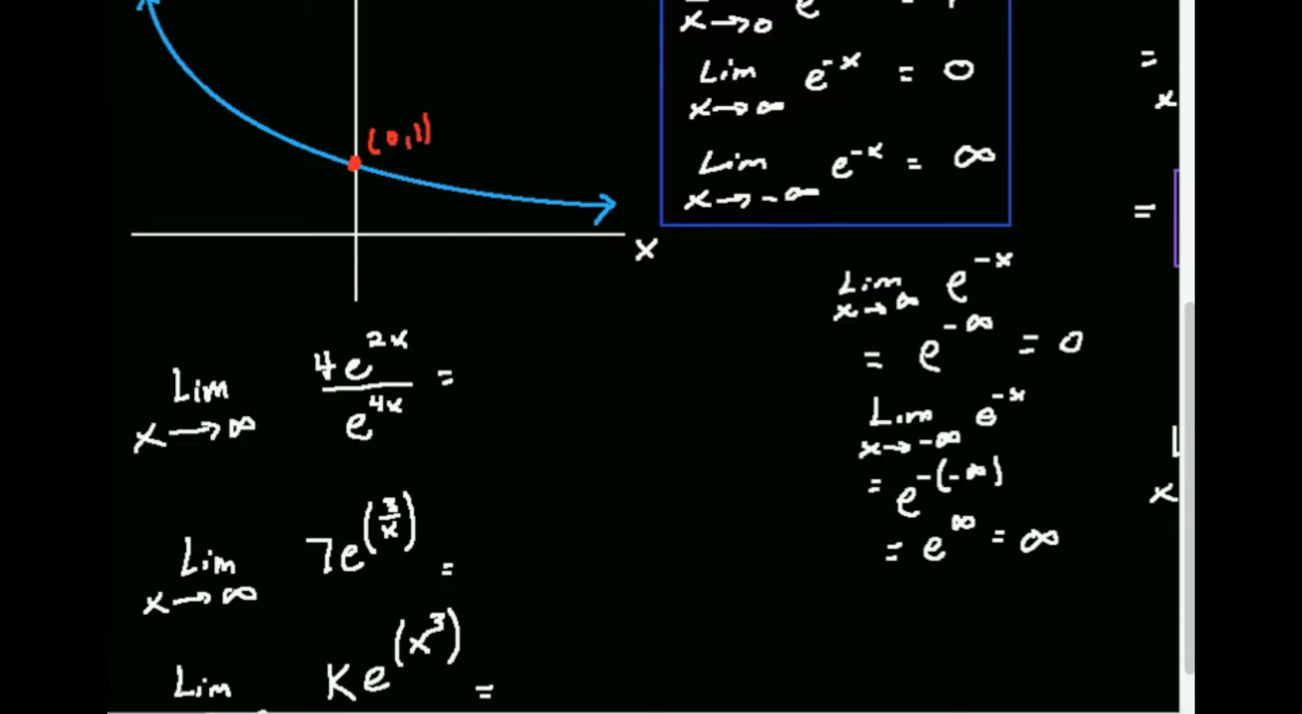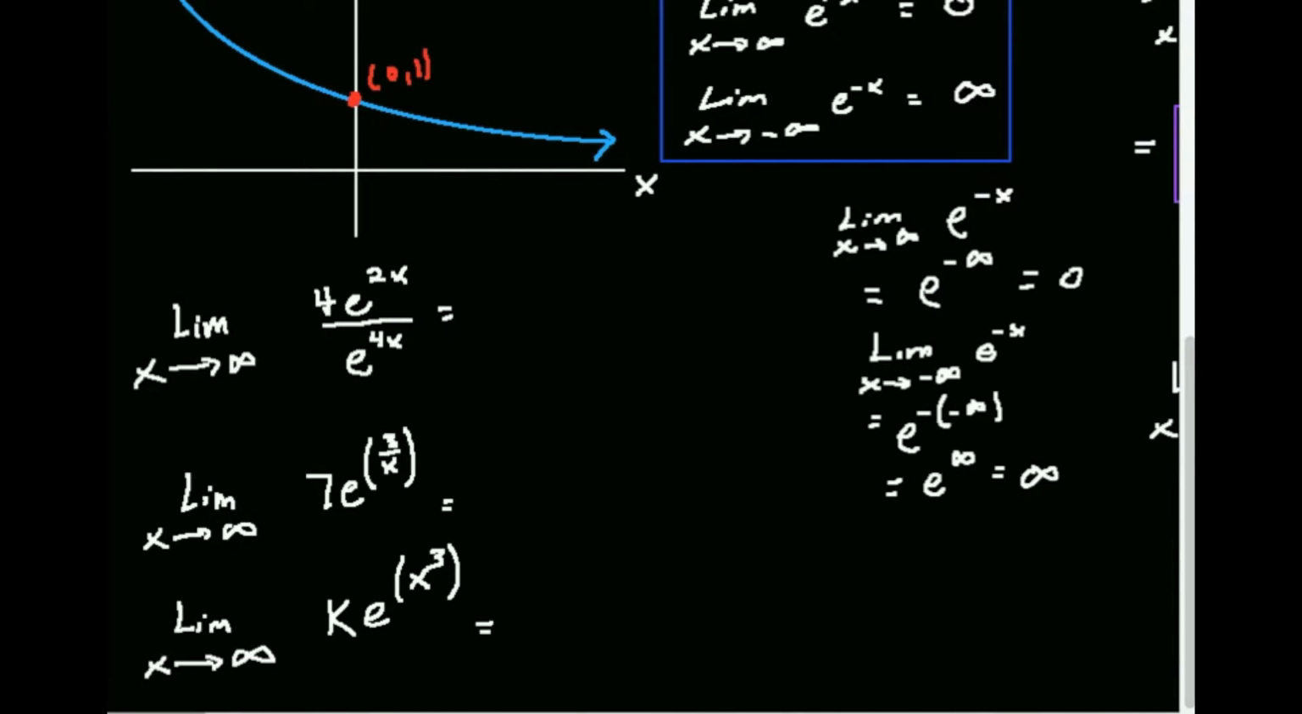So here we're going to do some examples just to get a grasp on it, because the best way to do this is just to do examples. Let's look at the limit as x goes to infinity of 4e to the 2x divided by e to the 4x. All right, so these at first can actually be kind of imposing problems, but let's break it down.